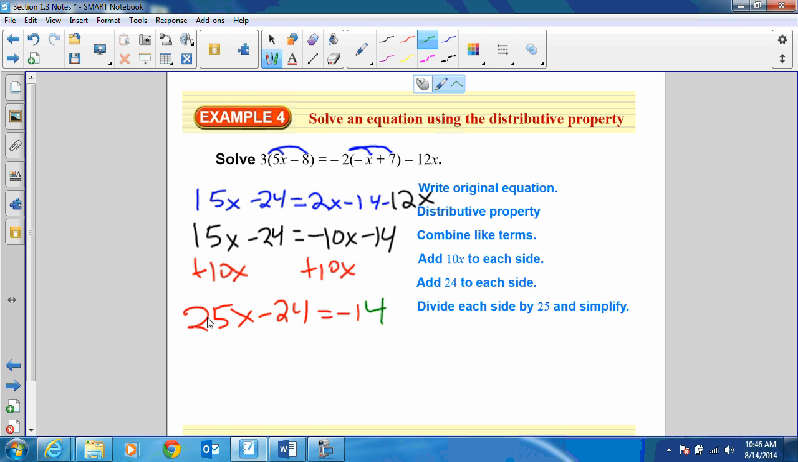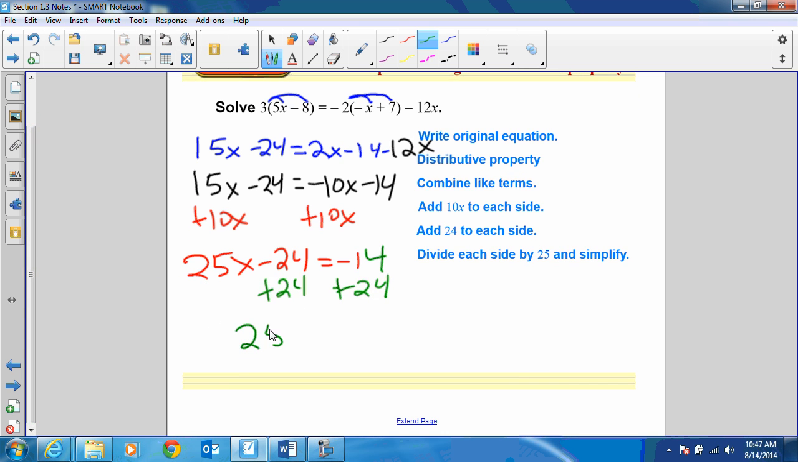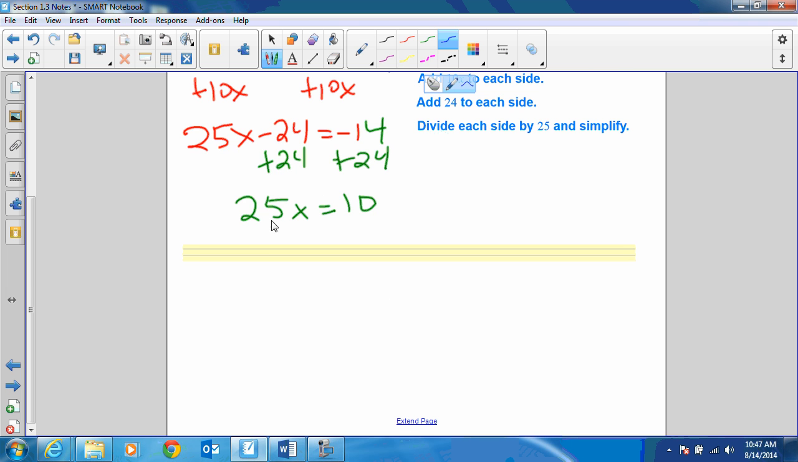Okay, and then we have to isolate the x by itself, so we do that by adding 24, which gives us 25x equals negative 14 plus 24, which is 10. And then the last step is to get x by itself, regardless. And a lot of people mess this up. You can divide a smaller number by a bigger number. It just becomes a fraction that you have to reduce down.